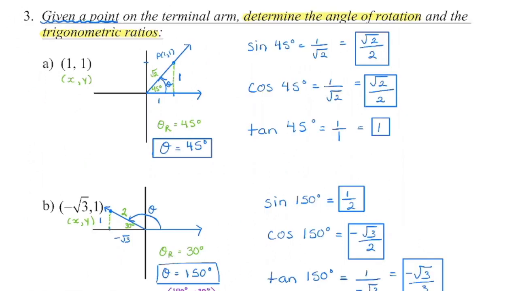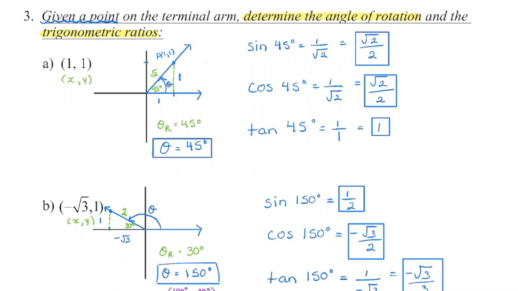The last thing we're going to do is determine the angle of rotation as well as the trigonometric ratios given a point on the terminal arm of an angle in standard position. My first example has a point of 1, 1. I know that the first value is my x-coordinate, and it's positive. My second value is my y-coordinate, which is also positive. So I'm going to go on the positive x-axis to 1 unit. I'm going to go up on the y-axis 1 unit to positive 1. So there's my point 1, 1 on the terminal arm.